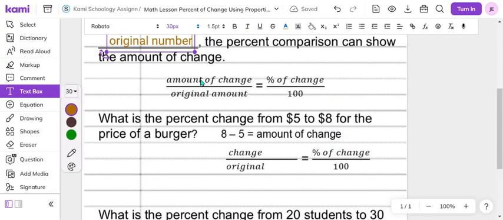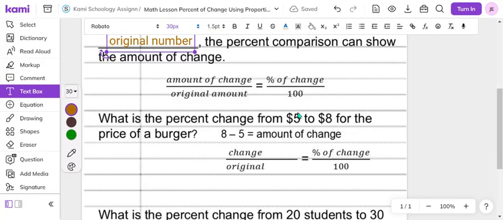What we're going to do is set up a ratio of the change of two numbers and compare it to what the number started with, the original amount. And we set it up in a proportion where we have the ratio is equal to the percent ratio, a number out of 100. So, question: what is the percent change from $5 to $8 for the price of the burger?